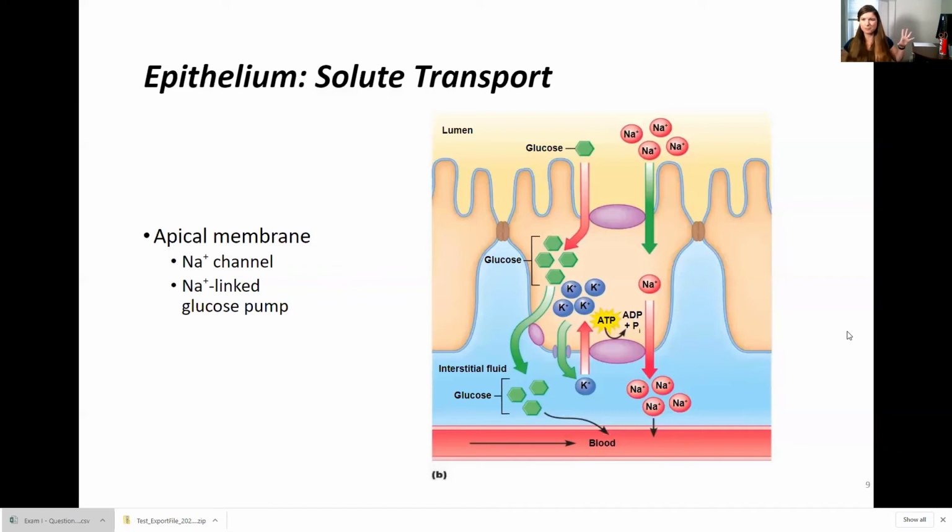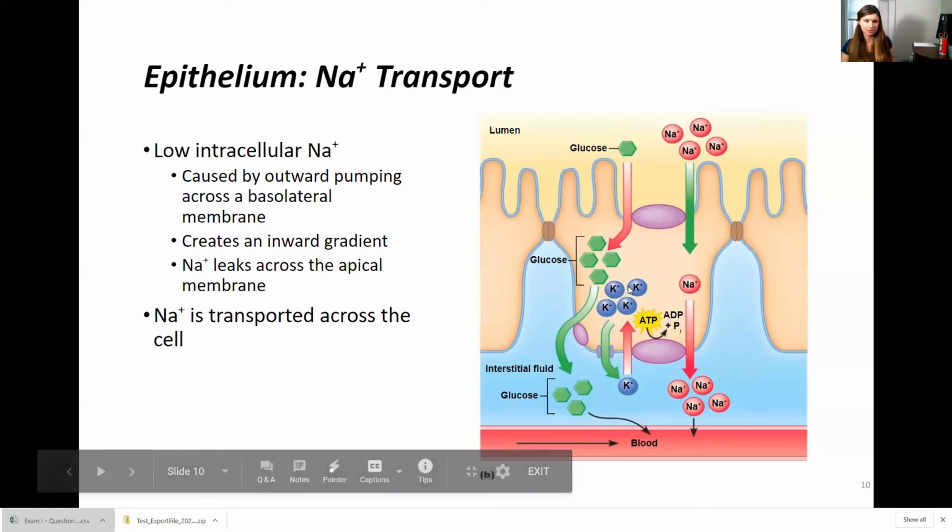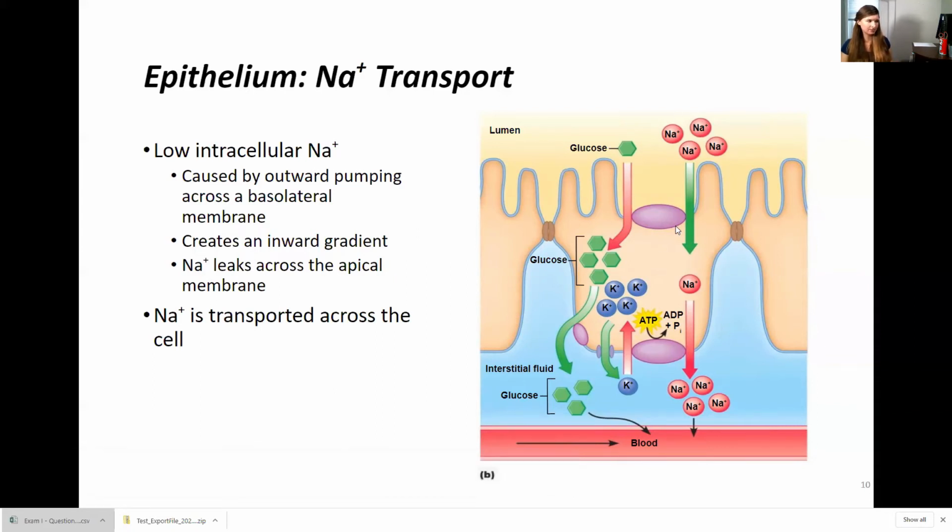So this is why we need to know all our different types of transport, our passive, our primary active, our secondary active, because they're all linked together like this. We talked a little bit about this before the exam as well. Okay. So these are basically going over what I just said, just writing it out for you. So when we're looking at the sodium, we have low intracellular sodium because we have this pump running. This creates a gradient moving into the cell. Sodium is able to go into the cell.